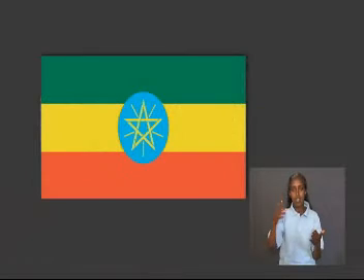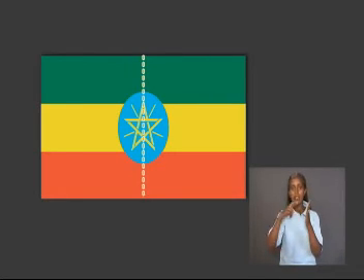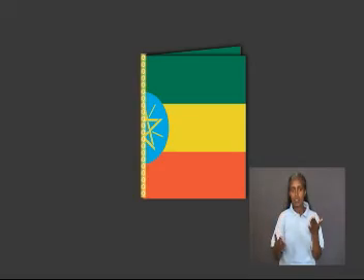Take a look at our flag. The right half is an exact reflection of the left. The line that divides those two halves is the line of symmetry. A figure that has at least one line of symmetry is known as a symmetrical figure.